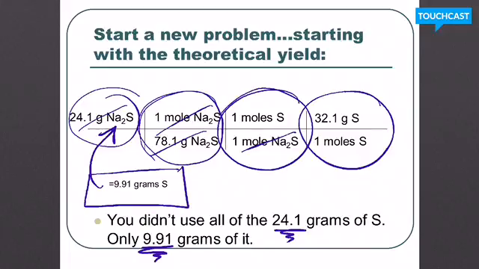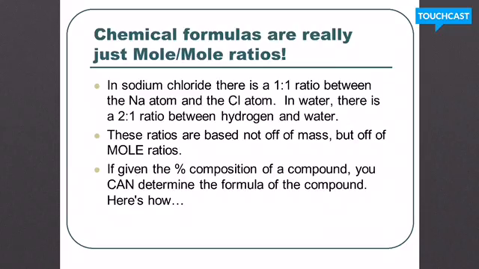So, guys, how do you figure out how much is left over after the reaction stops? Oh, that's pretty easy, right? Don't you just subtract? So what is 24.1 minus 9.91? And that will give you the exact amount of sulfur that is left over when the reaction stops. That's the excess. All right, everyone, now we're going to switch gears into another topic.